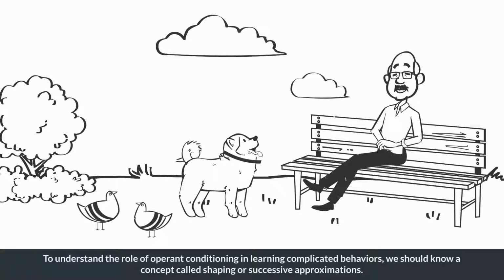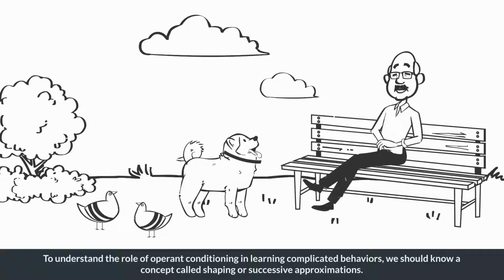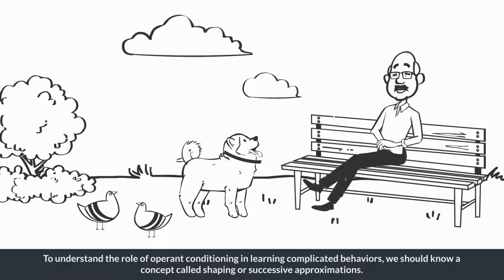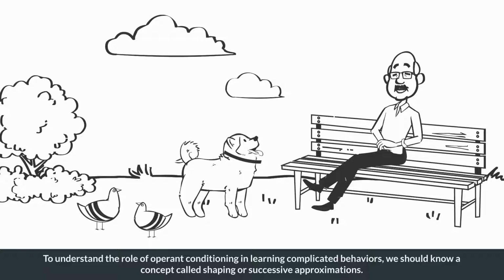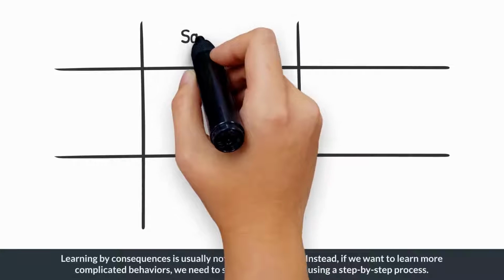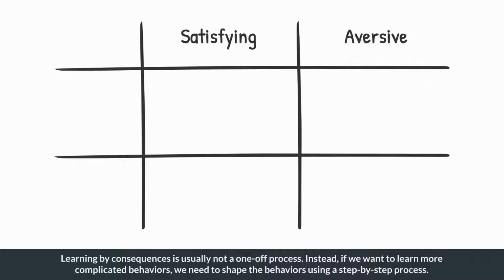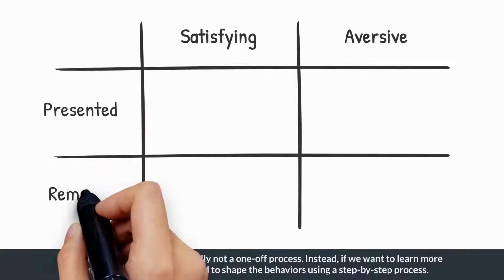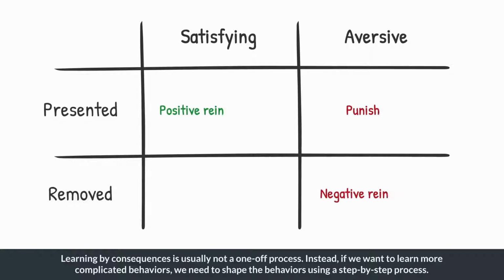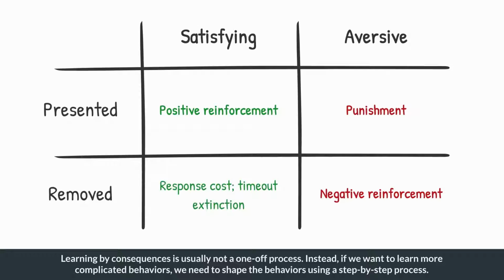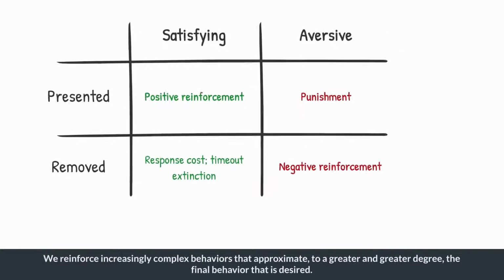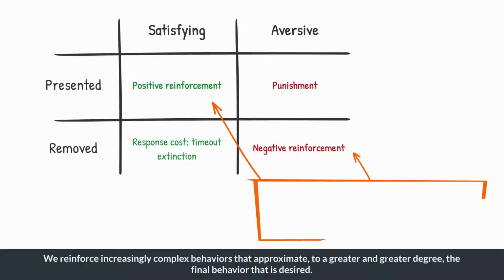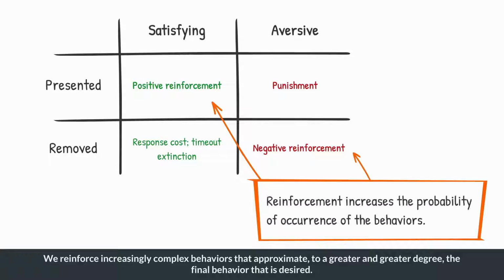To understand the role of operant conditioning in learning complicated behaviors, we should know a concept called shaping, or successive approximations. Learning by consequences is usually not a one-off process. Instead, if we want to learn more complicated behaviors, we need to shape the behaviors using a step-by-step process. We reinforce increasingly complex behaviors that approximate, to a greater and greater degree, the final behavior that is desired.